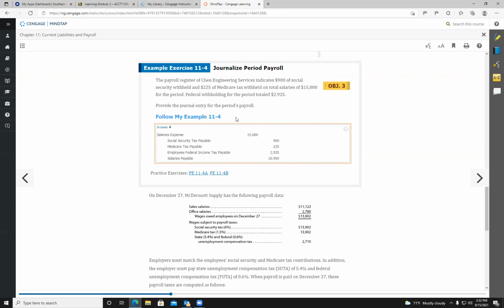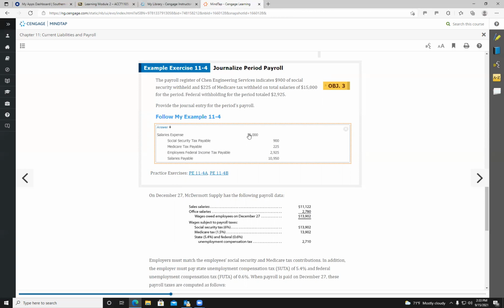Okay, so we start out with total salaries, and we record that as our salary expense, and that's our debit entry of $15,000. Then we go ahead and set up the Social Security payable, Medicare payable, and federal income tax payable. We record those as credits, right? Because what is a payable? A payable is a liability. Liabilities are increased with credits, so we're going to set those payables up and record them as a credit to each of these payable accounts.